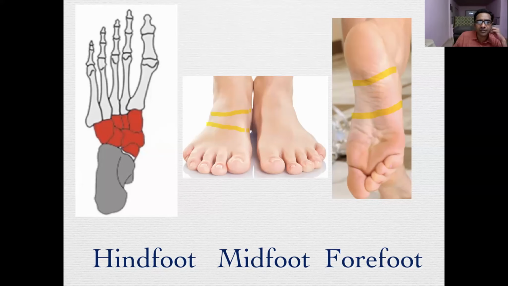Now the distribution, the boundary lines between the hindfoot, midfoot, and the forefoot are the Lisfranc and the Chopart joints. The Lisfranc joints, the tarsometatarsal joints, separate the forefoot from the midfoot. And the Choparts, that is the transverse tarsal joints, the talocalcaneal and the calcaneocuboid, separate the midfoot from the hindfoot.